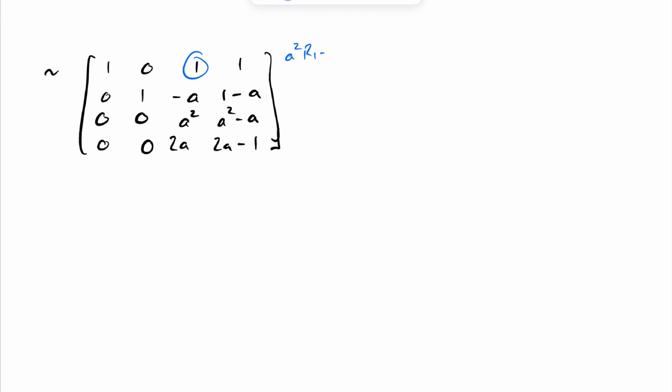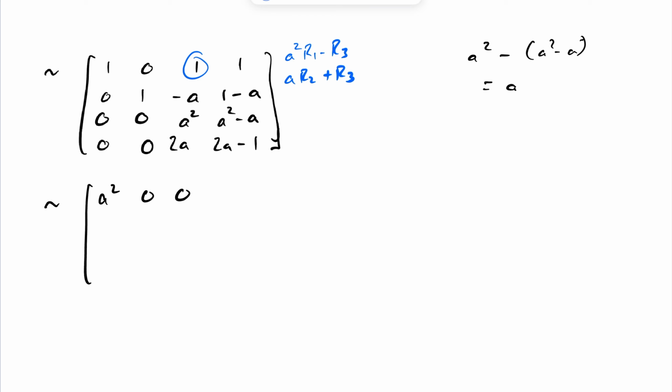So if I do that, for my first entry here, this will be a squared. The next entry will be 0. The next entry, as intended, will be 0. The next entry will be a squared, and what you're going to get here is a squared minus, so again, I'm taking a times this one, and then I'm subtracting a squared minus a from there, and if you subtract those, you end up just getting a left over.